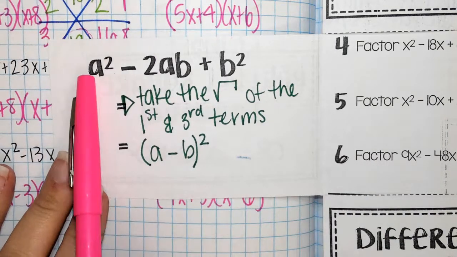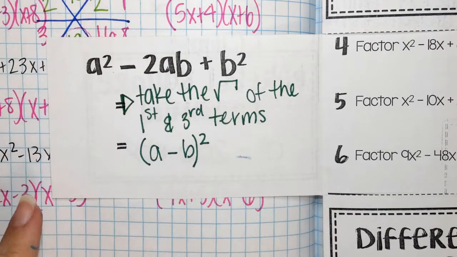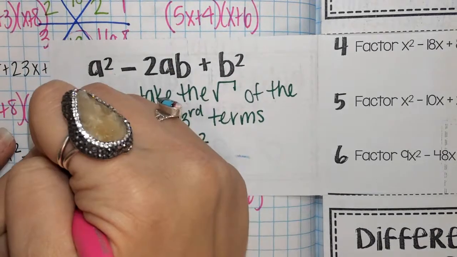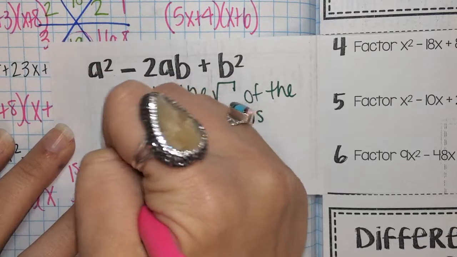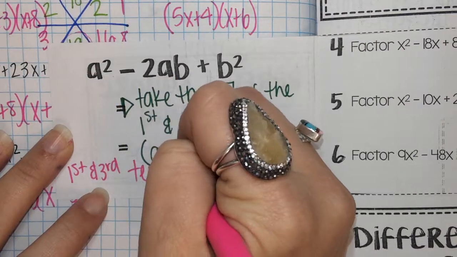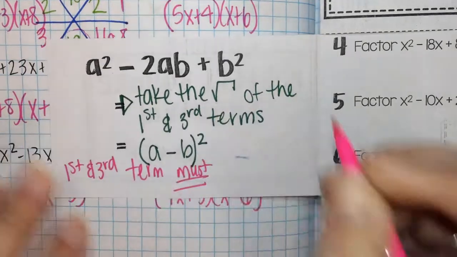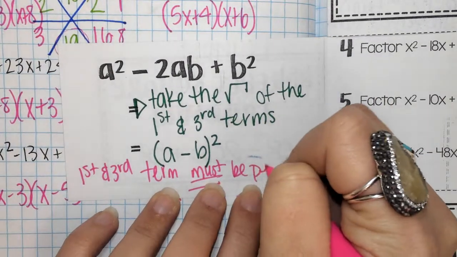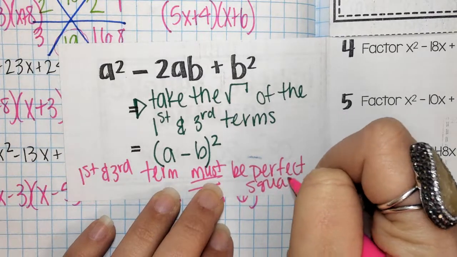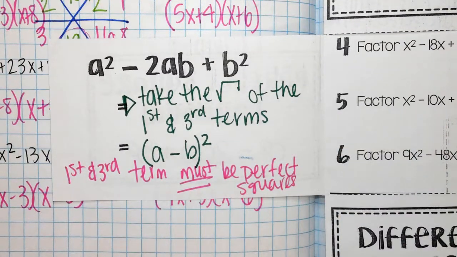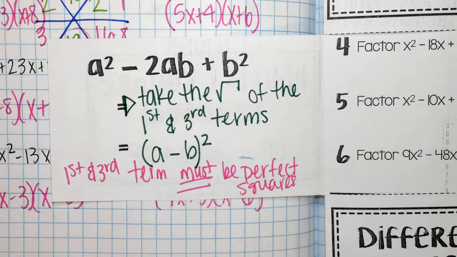Now, do we still have to make sure that they're both perfect squares? Yes. So let's make a note. The first and third term must be perfect squares. What do we do if they're not perfect? We just answered that a minute ago. You factor a normal trinomial. Right.